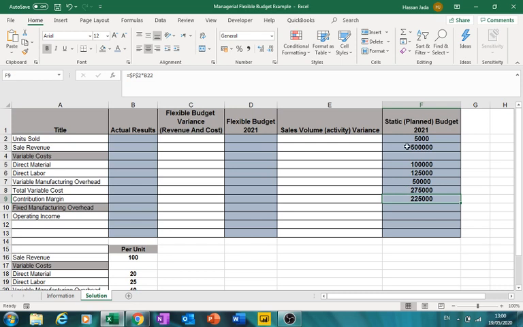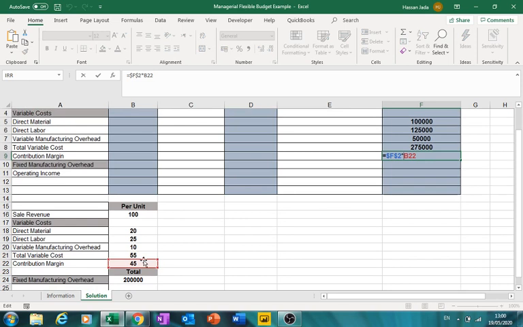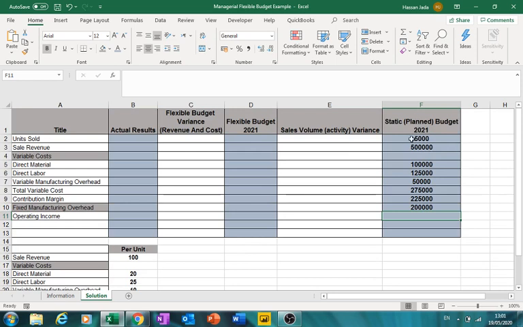Okay, then 500,000 minus 275,000, we have 225,000 contribution margin, which is 5,000 units multiplied by the contribution margin per unit. And we have fixed cost equals to 200,000. It's not dependent on the units sold. Then we have the operating income equals to contribution margin minus 200,000, which is fixed cost. We have 25,000 anticipated in the static budget.